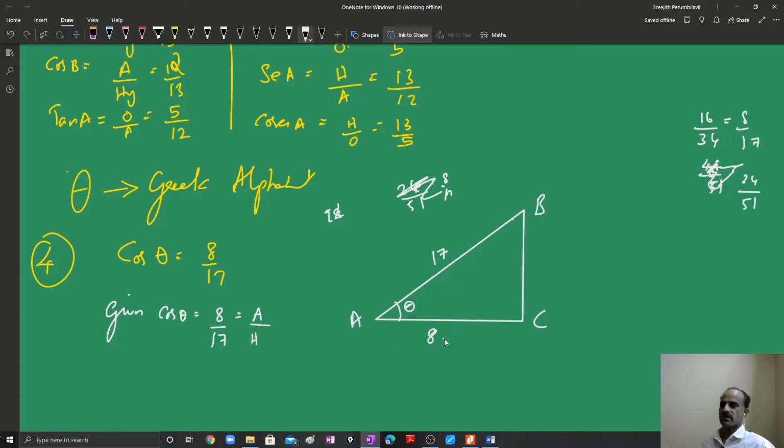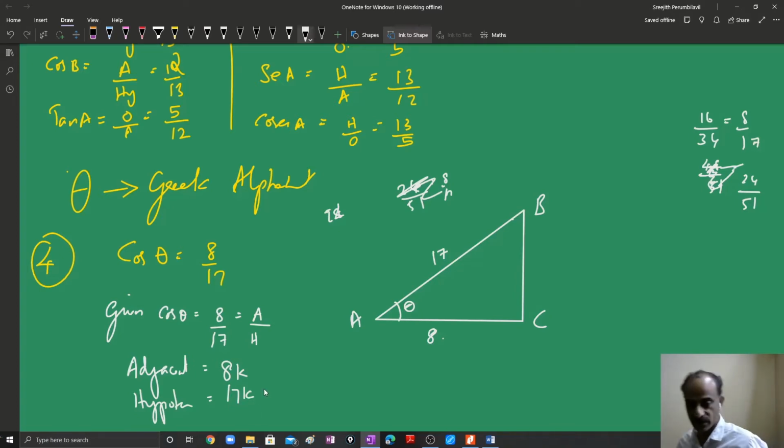To be on the safer side, as per the reader method, we go by the reader method first. So we take the adjacent side a multiple of 8 and hypotenuse a multiple of 17, not necessarily 8 and 17. Even if you take 8 and 17, you will get the same thing. Okay, 8k, first I will show with 8k, 17k.